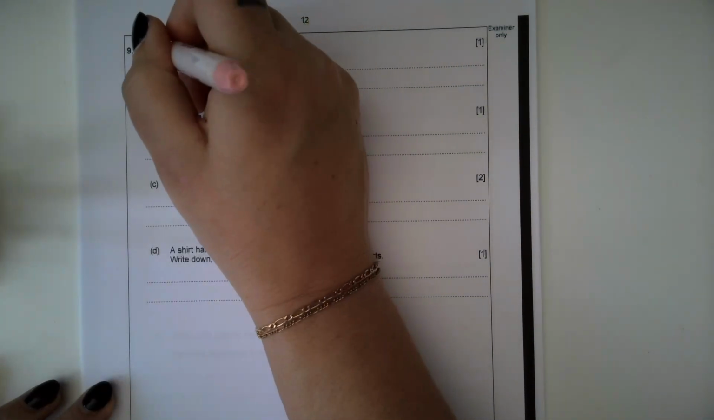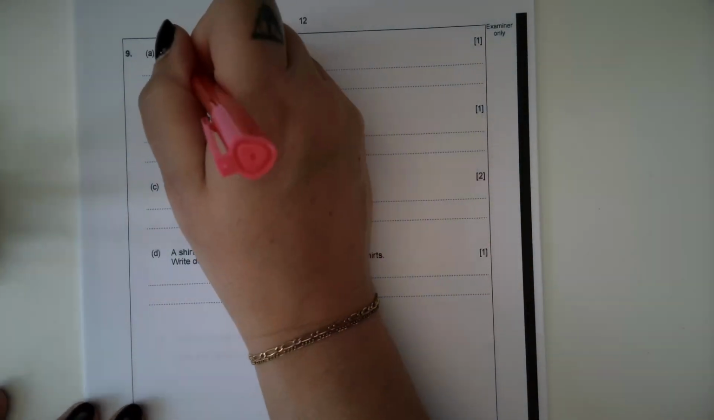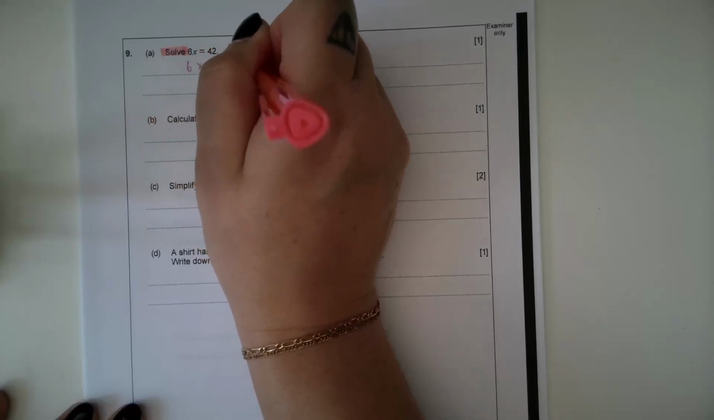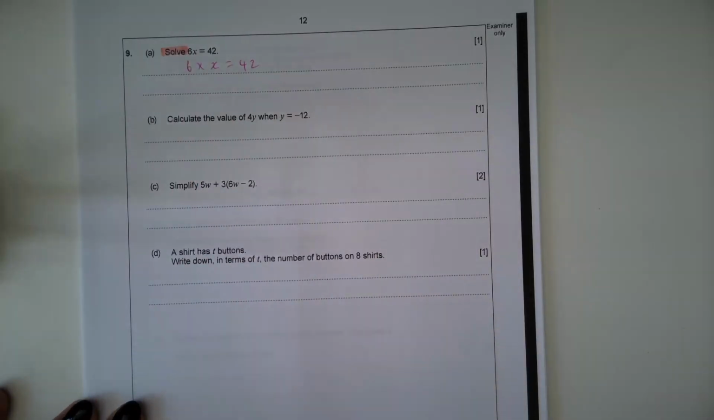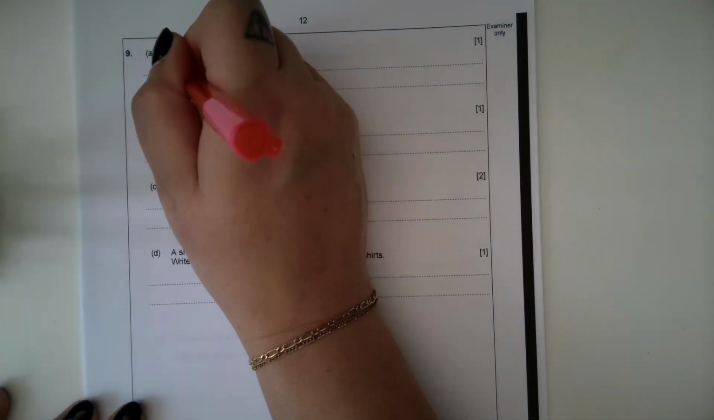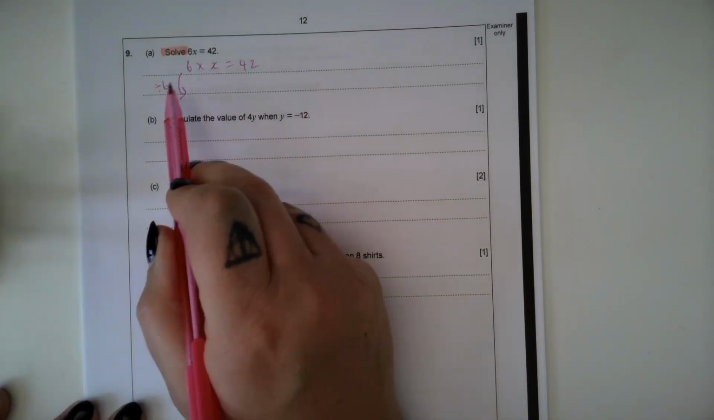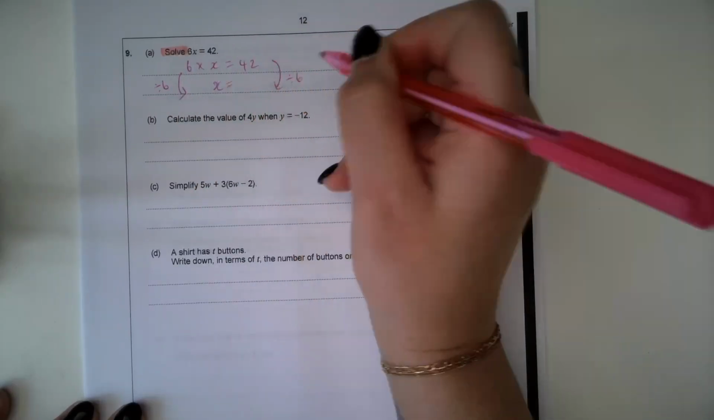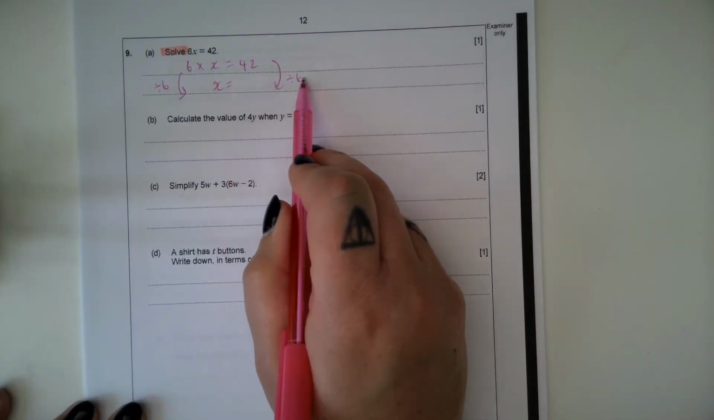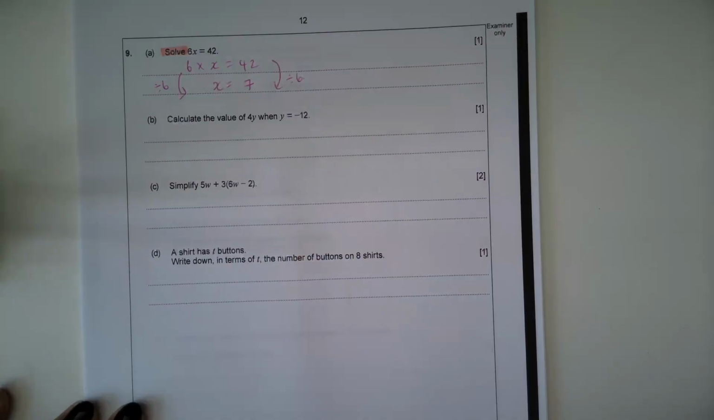(9a) Solve 6x equals 42. So remember, 6x is the same as 6 multiplied by x. To solve an equation, we're isolating the variable, so we want to get x on its own, so we need to do inverse operations. The inverse of multiplying by 6 would be to divide by 6. So 6 multiplied by x divided by 6 gives us x. We have to do the same to both sides to balance the equation. 42 divided by 6 is 7.